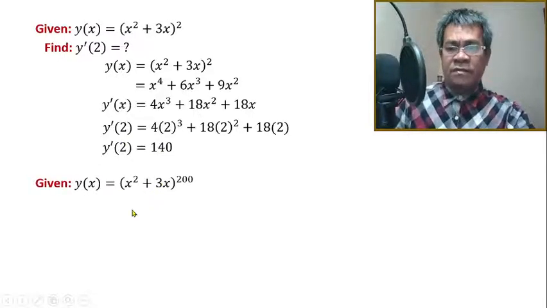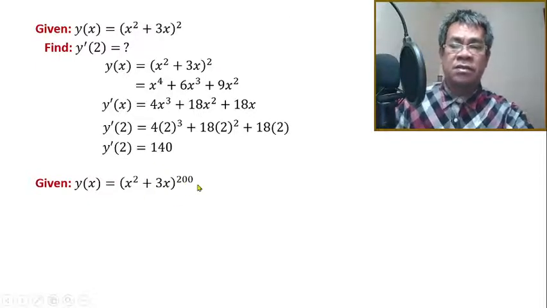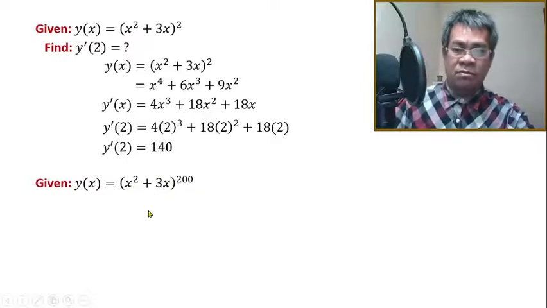Now suppose we have another function: y is equal to x squared plus 3x, but this time raised to 200. What will you do? We cannot expand this because it would have a huge number of terms. It is impossible to expand this 200 times. So the strategy of expanding collapses, because it is impossible to provide the expanded form for this kind of function.